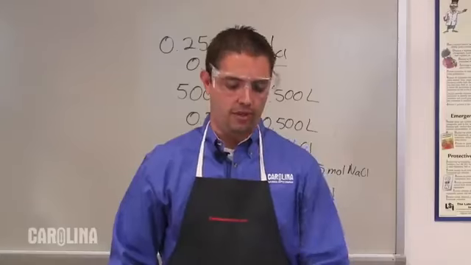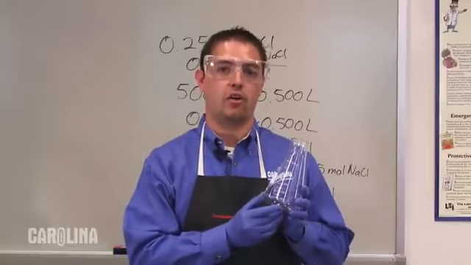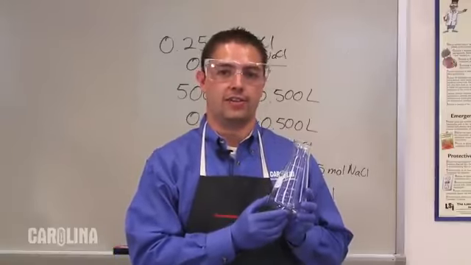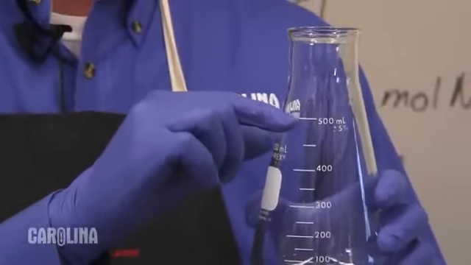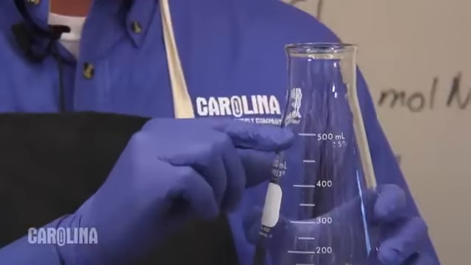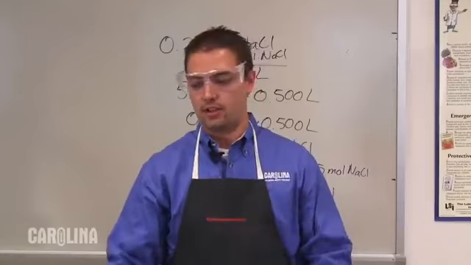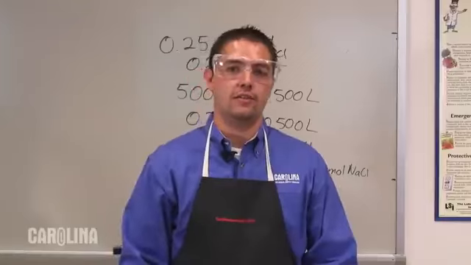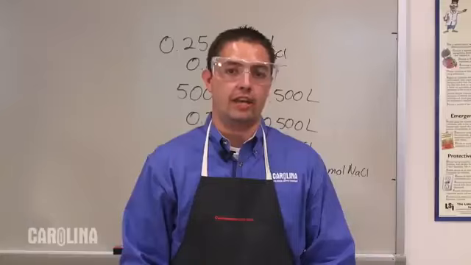For example, the volume markings on a beaker or an Erlenmeyer flask are only accurate to plus or minus 5%, meaning if the meniscus were on the 500 milliliter line, it could be anywhere between 475 milliliters and 525 milliliters. On the other hand, using a volumetric flask, we know that the volume is exactly somewhere between 499.8 milliliters and 500.2 milliliters, meaning it's much more accurate.